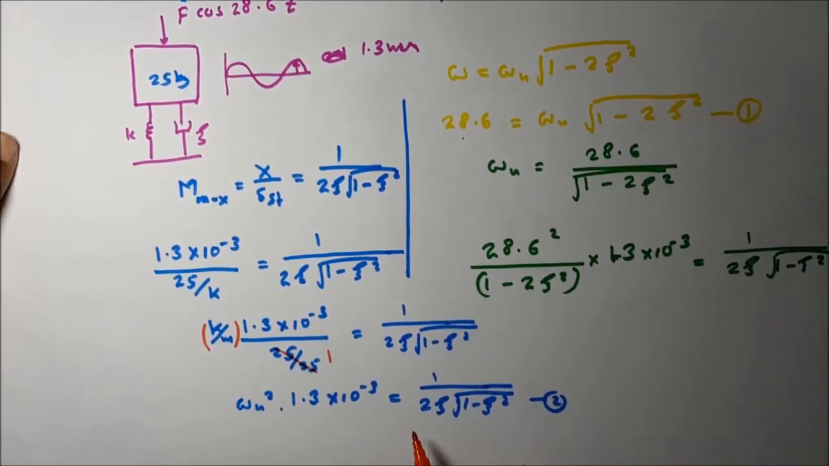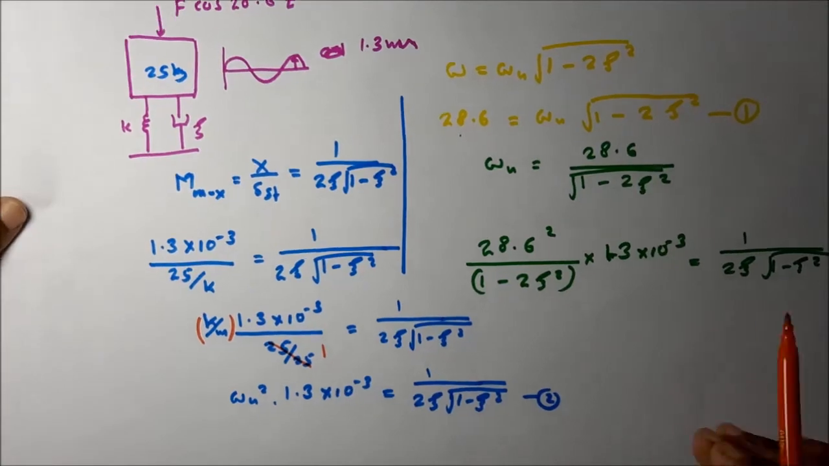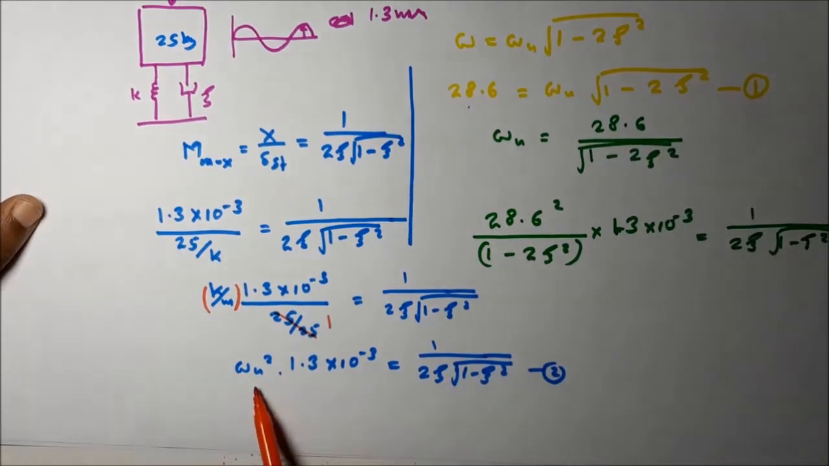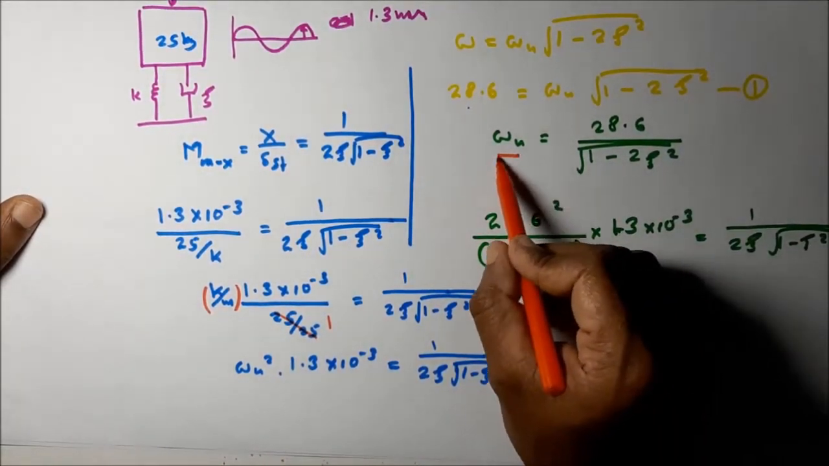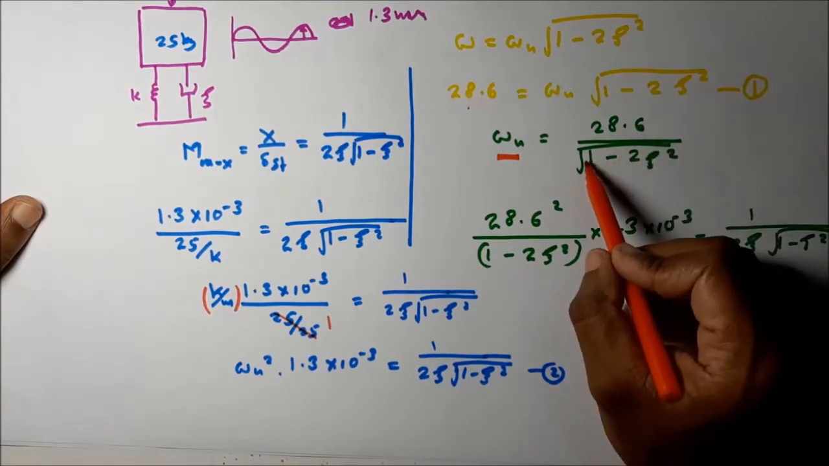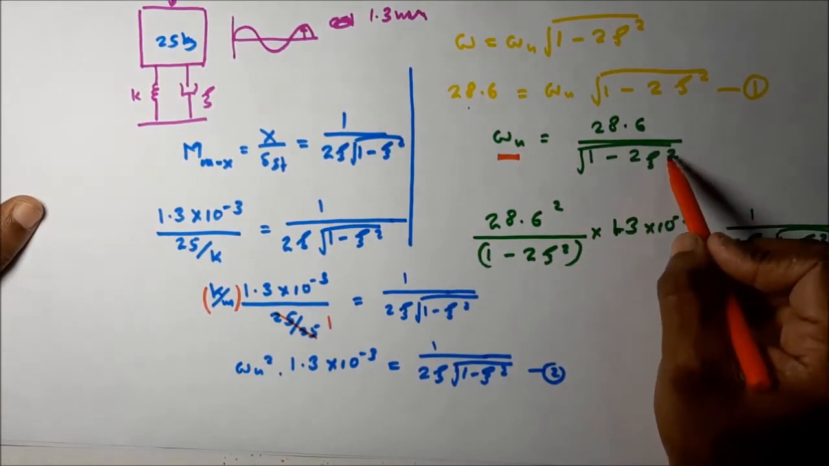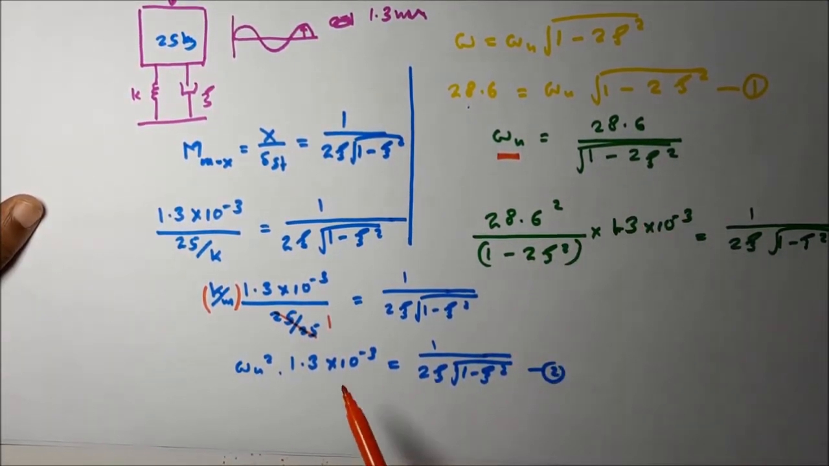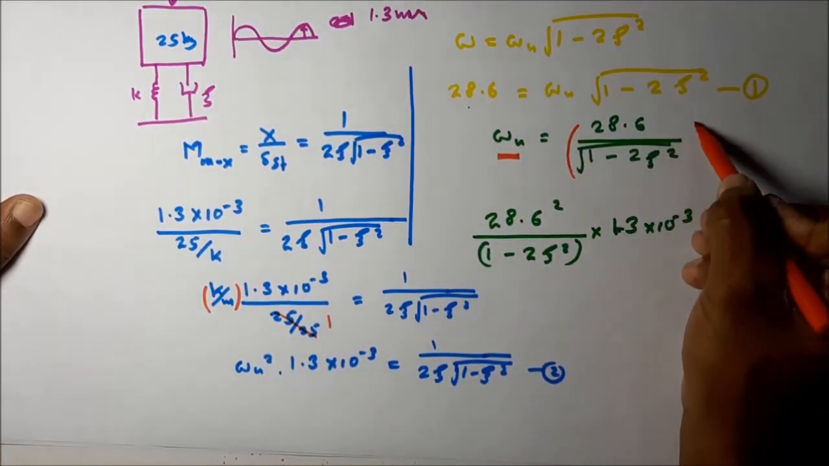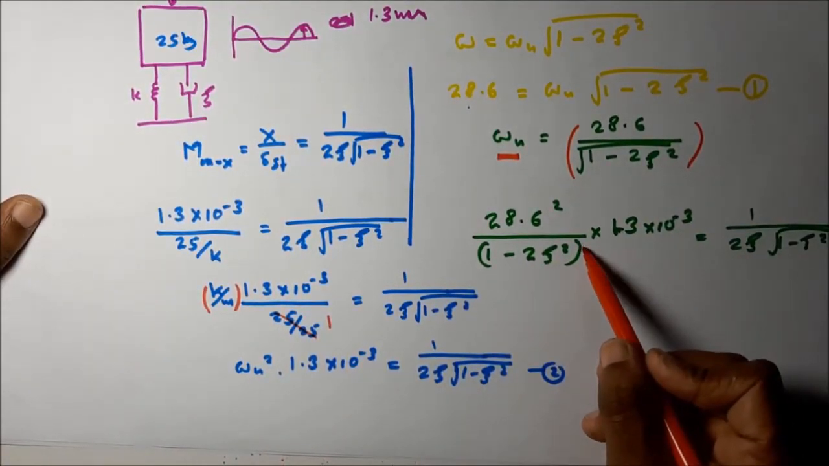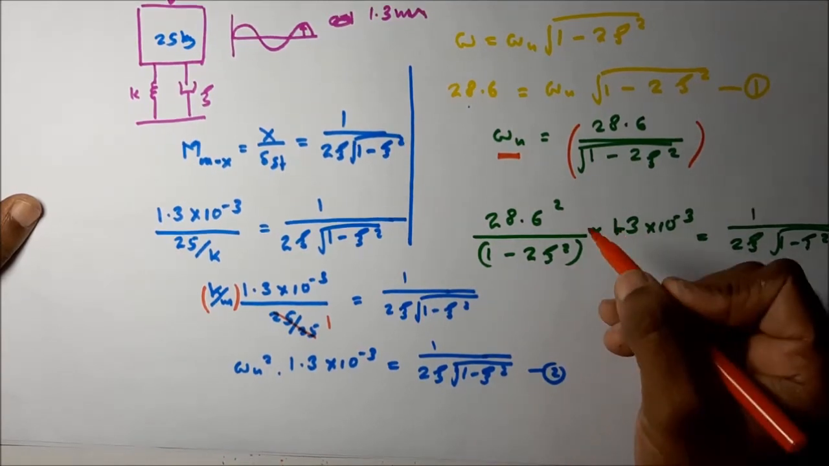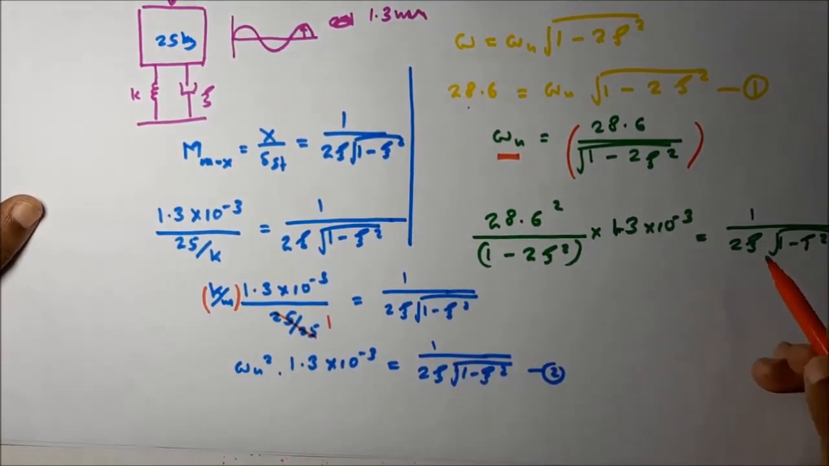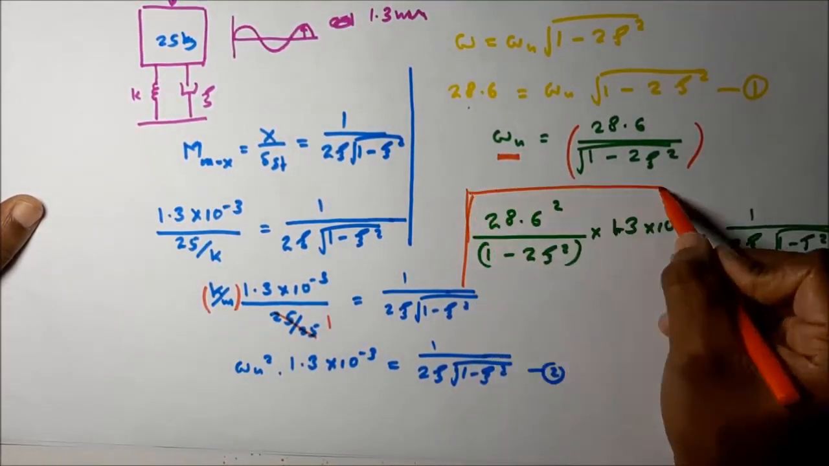What I am going to do is substitute this omega value in this equation. By making omega n the subject, omega n is 28.6 divided by the square root of 1 minus 2 theta square. So then we get this equation. If we substitute this omega n in here, and taking the square, 1.3 into 10 to the power of minus 3 is equal to this value. So this equation we can further simplify.